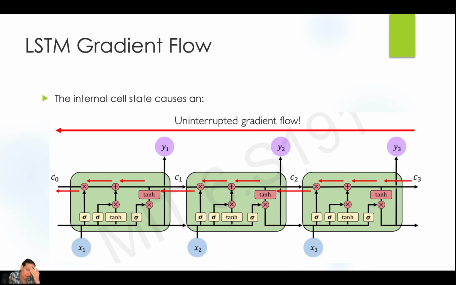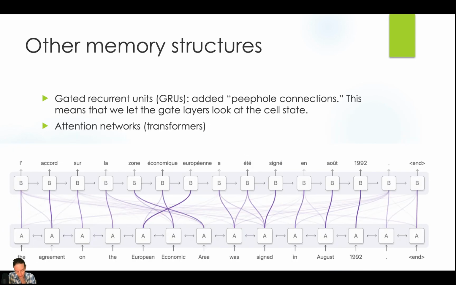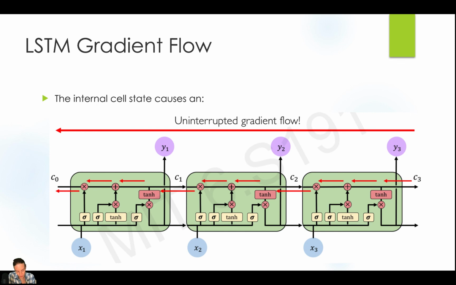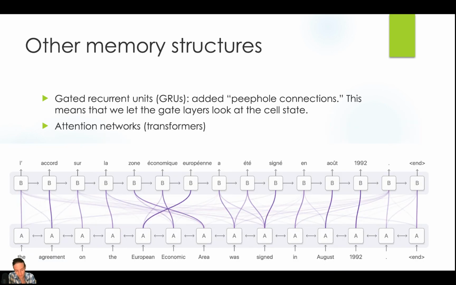Right, so one of the advantages of the LSTM cell is that the internal cell state, the C, causes an uninterrupted gradient flow, which means that typically LSTMs won't have a vanishing gradient problem so much. That's amazing, because the information can just flow back straight through the cell state. There are some other types of RNN cells, GRUs, which have a sort of peephole connection, so they can always look back at other cell states.